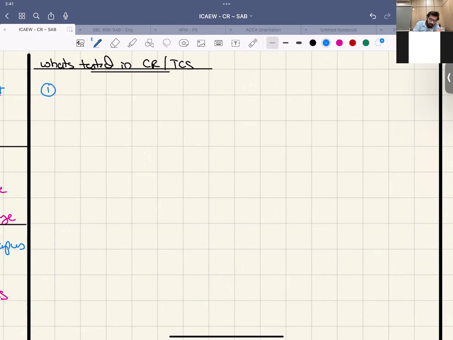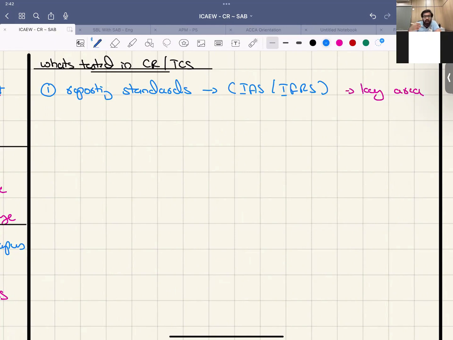So number one is reporting standards, which you guys have previously studied as well, which are known as IFRS and IAS, right? So this is one of the key areas, I would say, of the syllabus. Sir, which of the IFRS and IAS will go into deep detail? Don't worry, we have a list of IAS, IFRS covered here.